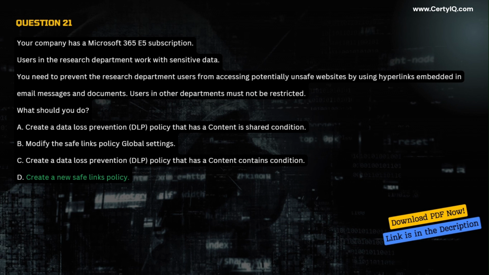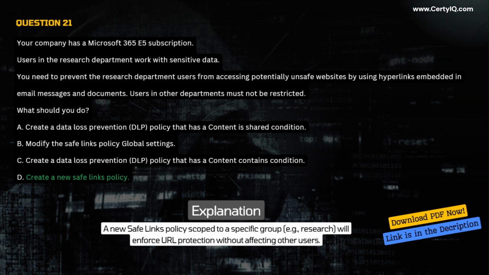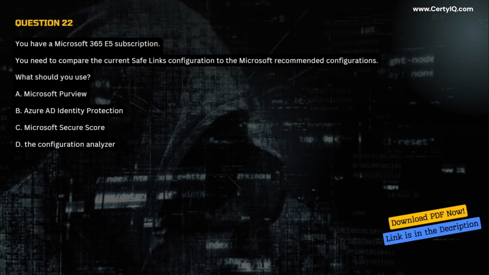Correct answer D. Create a new Safe Links policy. Explanation. A new Safe Links policy scoped to a specific group, for example research, will enforce URL protection without affecting other users.